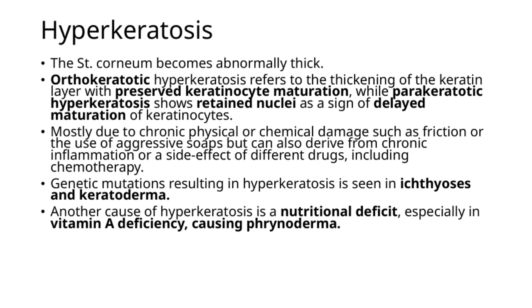Most often, this thickening results from chronic physical or chemical damage. Think of repeated friction or harsh soaps. But it can also stem from chronic inflammation or even as a side effect of certain medications, including chemotherapy. Genetic factors play a role too. Mutations that cause hyperkeratosis are seen in conditions like ichthyoses and keratoderma, which are inherited disorders characterized by abnormal keratinization. Another important point is nutritional deficiency, especially vitamin A deficiency, which can lead to a condition called phrynoderma, characterized by hyperkeratotic skin lesions.